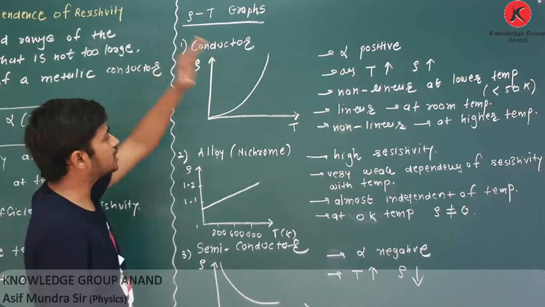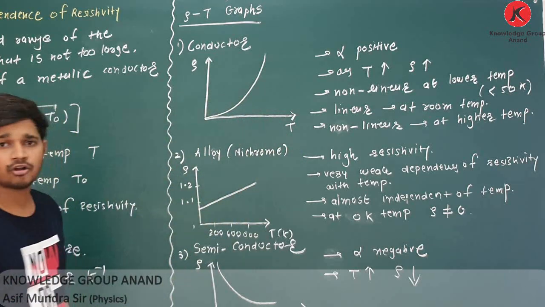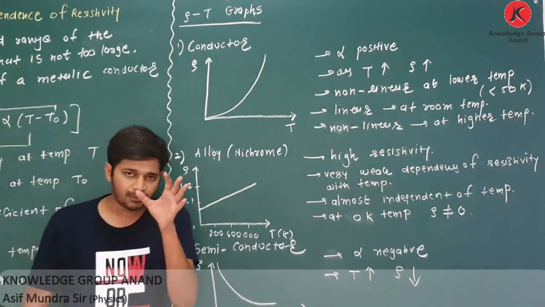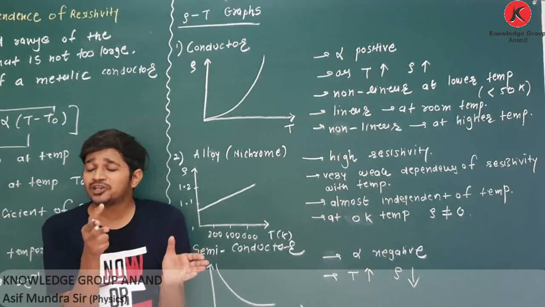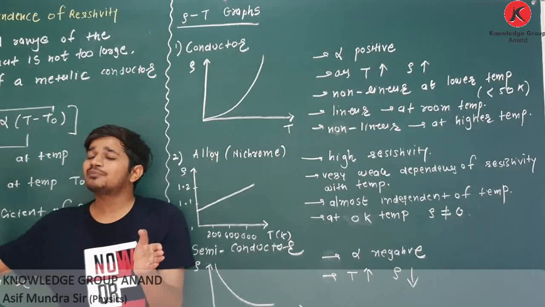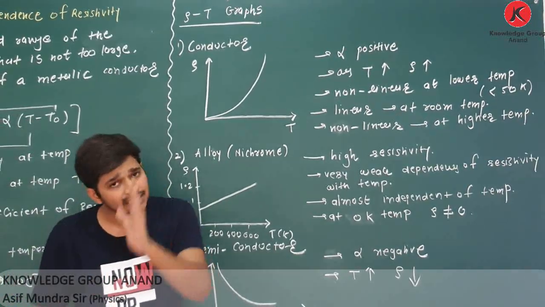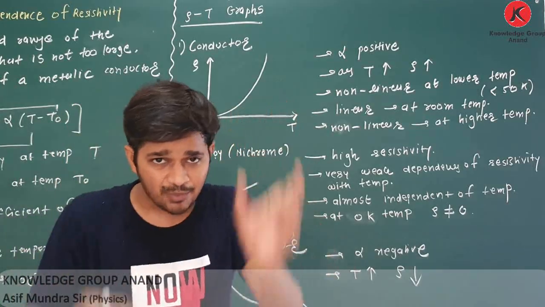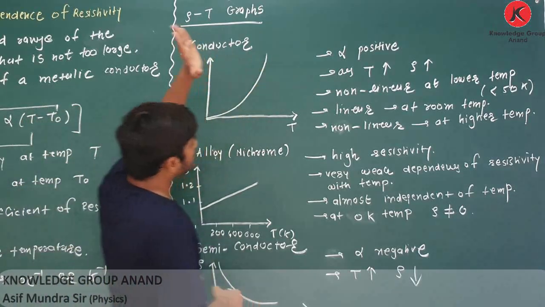Okay, see, the resistivity versus temperature graph. First graph is for a conductor. It is resistivity against temperature. See, the graph is from experiments. Take one conductor, keep that conductor at different temperatures, then with the help of this equation calculate its resistivity. So you will get a table of temperature and resistivity, and from such values you can draw this graph.